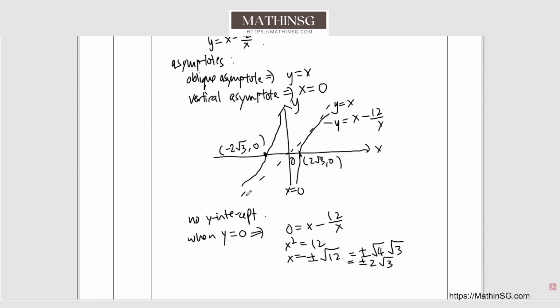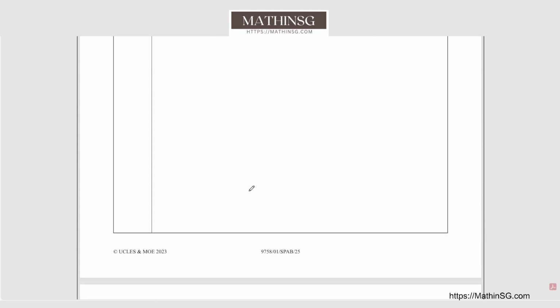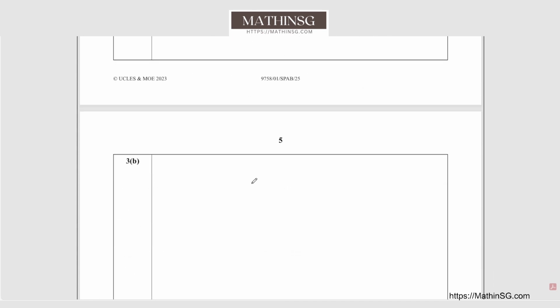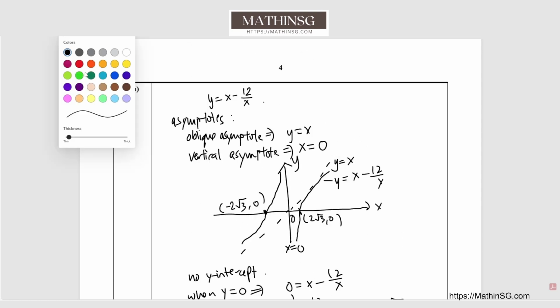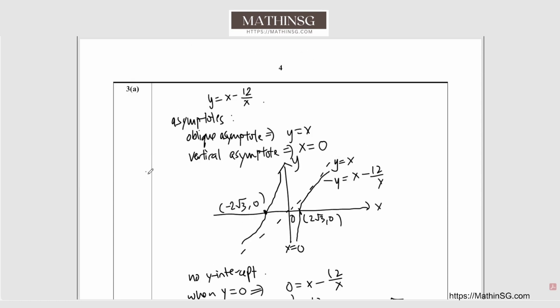So if I want to make use of the graph to solve this part B, I want to solve x minus 12 over x is less than 1. So I will also sketch y equals 1. I'm going to sketch y equals 1 here. Maybe I'll use another color, green. So y equals 1 should be roughly here.